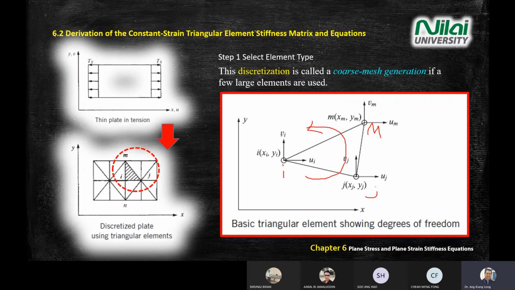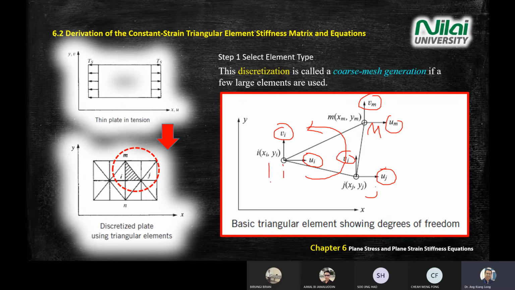Then for each point, you will have two displacements, U and V. We denote u sub i as point I, u sub j as point J, and u sub m as point M.